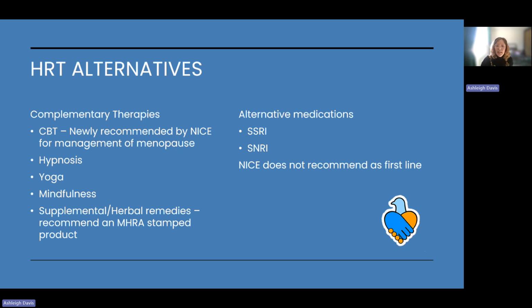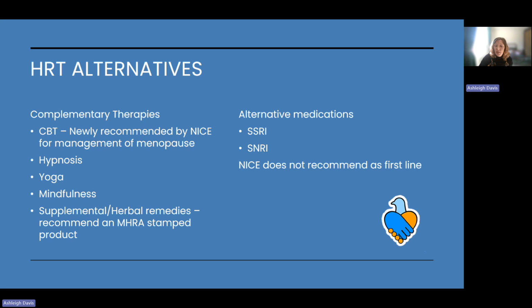Alternative medications that we can consider are SSRI and SNRI medications. So while NICE doesn't recommend them blanketly as first line, they can be useful in some situations. Some things to consider is that we would potentially think about paroxetine unless women were taking tamoxifen. Venlafaxine can be used for women who are taking tamoxifen. And citalopram, fluoxetine and escitalopram have also been shown to be effective in reducing those vasomotor symptoms.